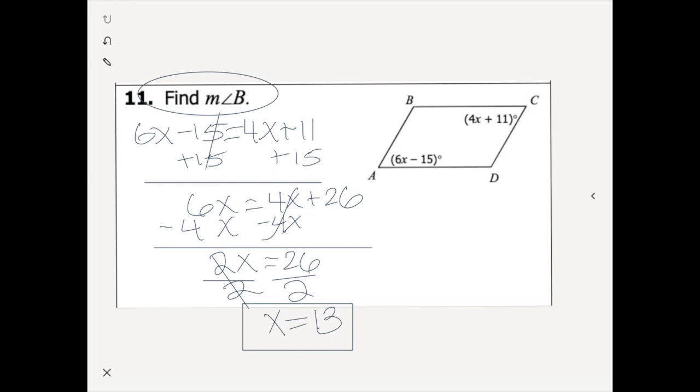So the first thing we're going to do is plug it into angle A, because we know that these two angles are supplementary. So if we find angle A, we can subtract that from 180 and we're going to get angle B. So let's plug 13 into this expression. We have 6 times 13 minus 15, and that's going to give us 63. And if we do 180 minus 63, we're going to get 117 for the measure of angle B.